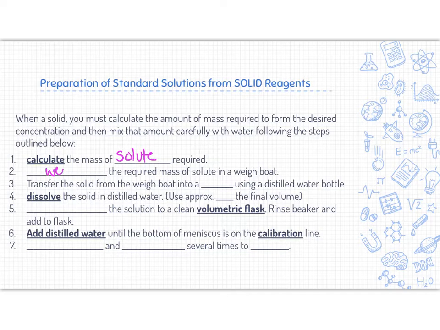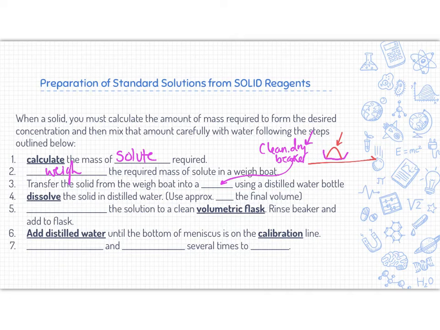We're going to weigh the mass of the required solute in a weigh boat. What that looks like is literally just a little plastic tray that we can scoop our solid onto on the scale. It keeps the solid contained, it's small, and we can rinse it out really nicely. We're going to transfer the solid from the weigh boat into a clean, dry beaker. It needs to be dry because we don't want to add anything else into it at this point.